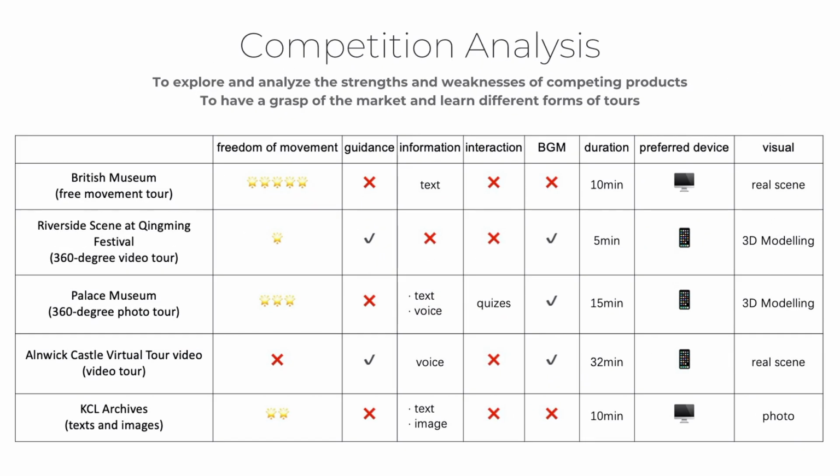The next is competition analysis. By exploring and analyzing the strengths and weaknesses of competing products, we aim to have a grasp of the market and learn different forms of tours. We tested 5 different products. These 5 products are the same as in the usability test. Combined with the users' feedback in the usability test, we did the competition analysis. This table is the result. The strengths and weaknesses that we found will be further discussed in interviews and the focus group.